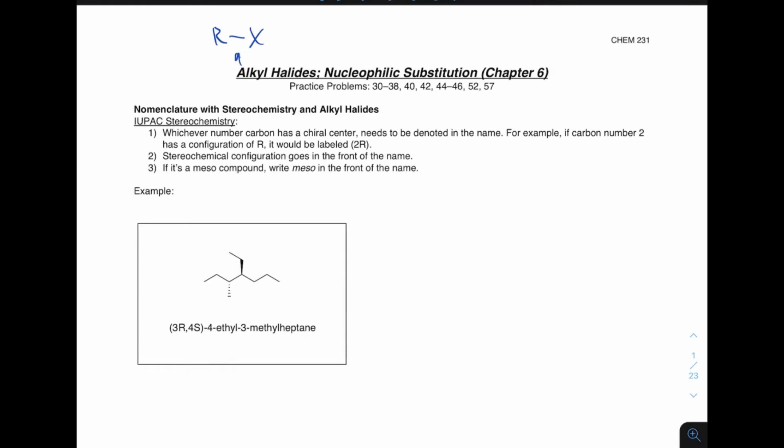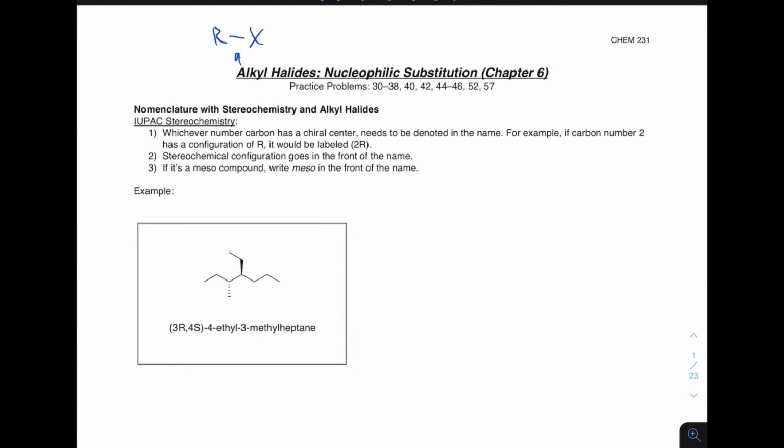The first thing we're going to do regarding them is a little bit of review for naming, where we're going to introduce talking about stereochemistry with naming, and also how to name alkyl halides. So first, we're going to talk about naming with stereochemistry, which is very similar to everything we've done so far in Chapter 5, looking at our R and S configuration.